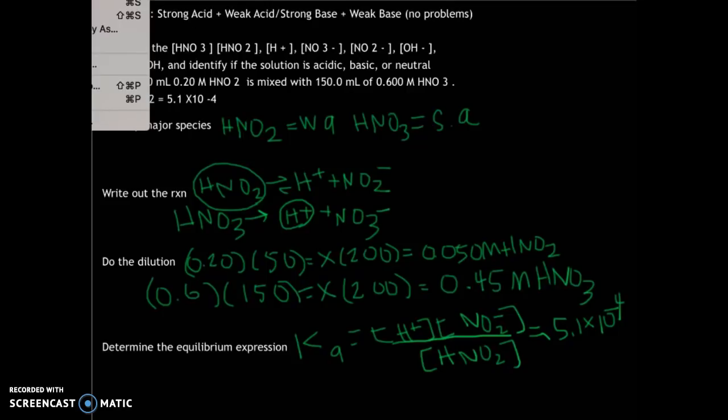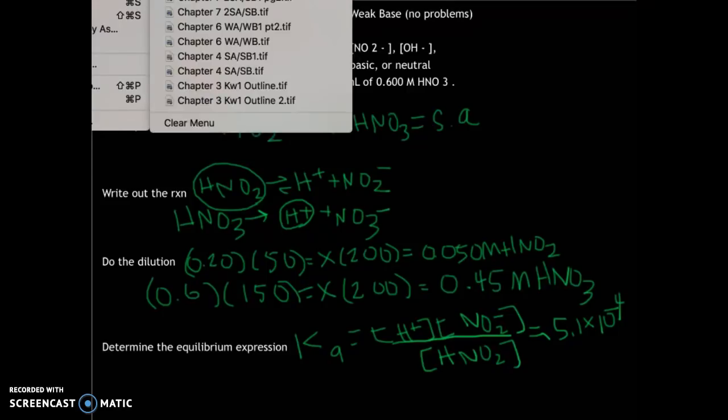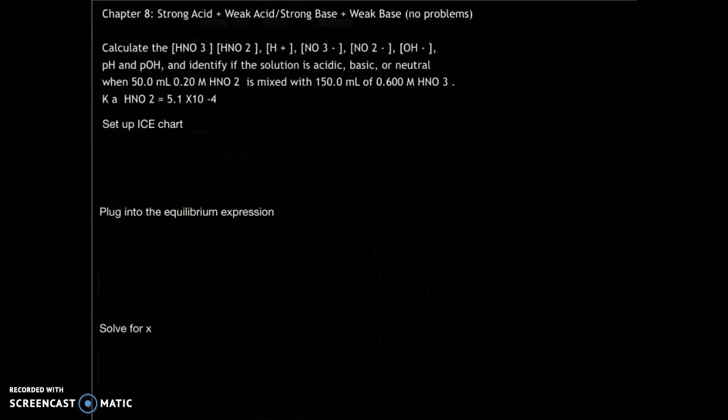Alright? Okay, now let me go up to a new page. Okay? Whenever you actually do have an equilibrium expression, you will end up setting up an ice chart. Alright? And the ice chart is set up for the weak substance. Okay? So ICE. Now, what is the concentration after dilution? So I'm not looking for this 0.2 molar. I want to know what it is after I've mixed it. And if you go back, I think it was 0.050 molar.